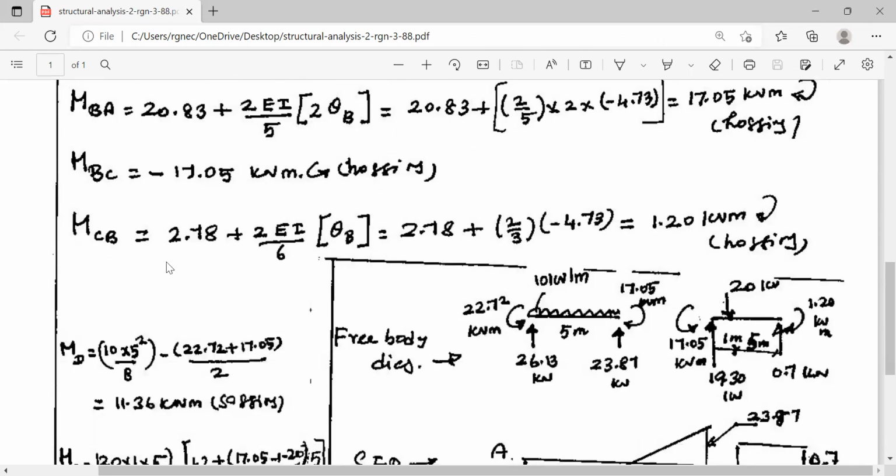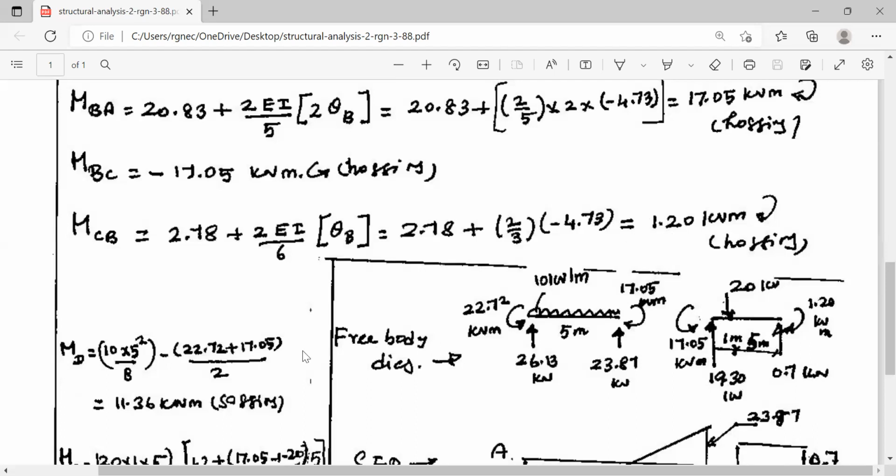Now you have MCB. MCB is the fixed moment plus the moment caused by theta B. As far as C is concerned, theta B is far side rotation. Therefore, 1 times theta B. This is the fixed moment and this is the moment due to the rotation. This is the final moment.